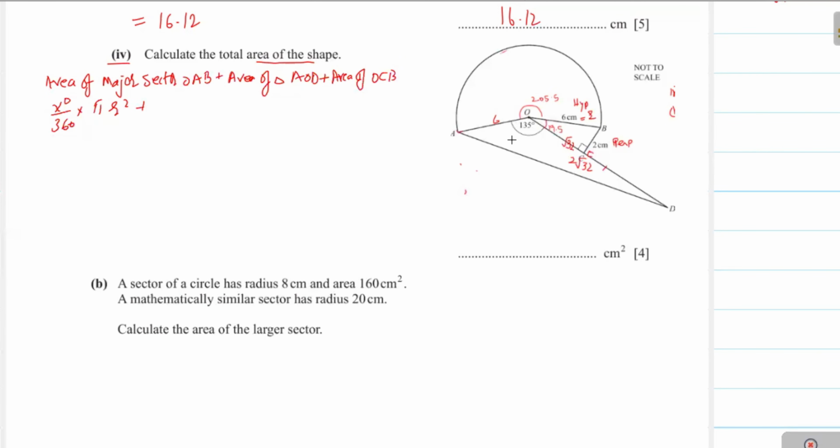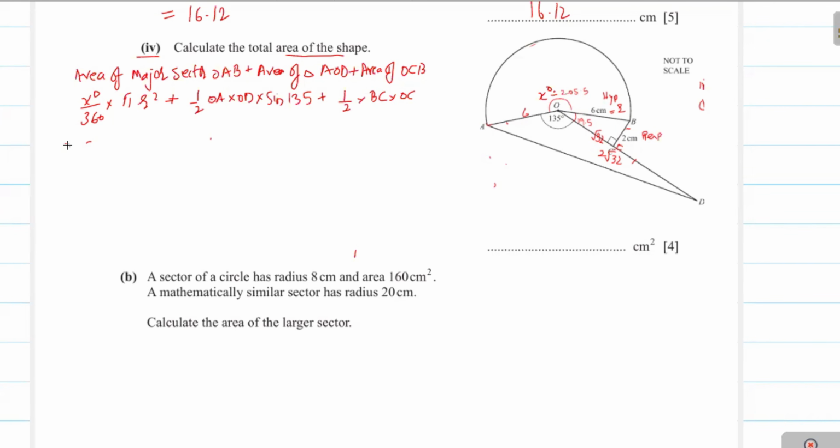Area of triangle AOD, you see here this is not a right angle triangle. We use this formula: 1/2 OA into OD into sine of angle between them, sine 135. And the area of triangle OCB, this is the right angle triangle, 1/2 base into height. You see here base is CB, BC, and height is OC. Now we substitute the values. You see here the value of x here is 205.5 degrees.